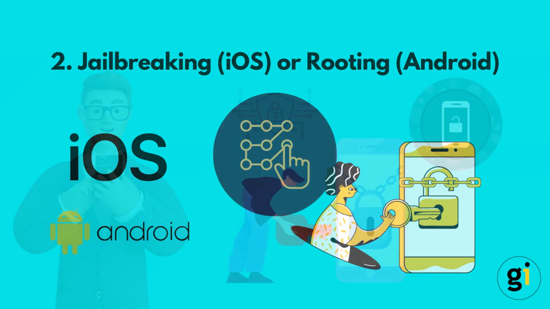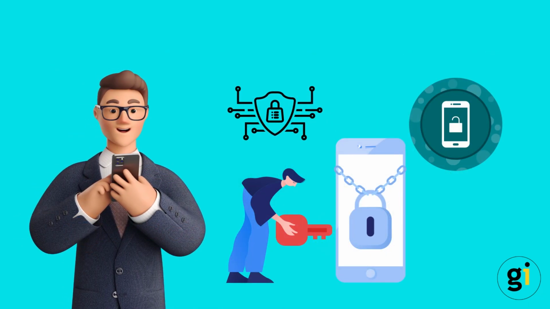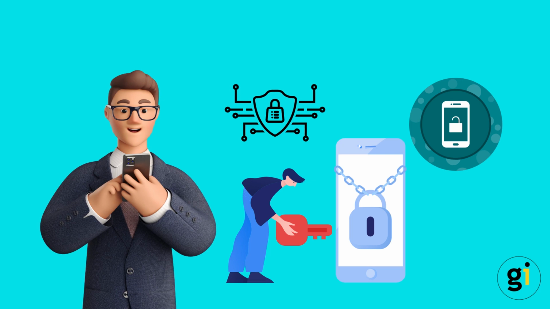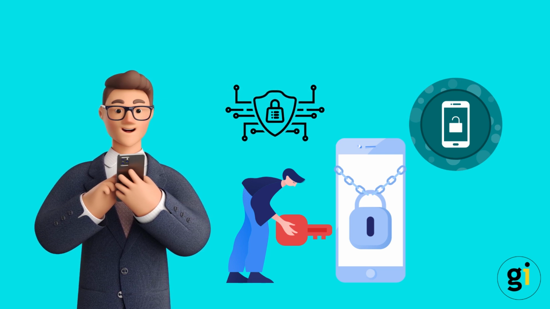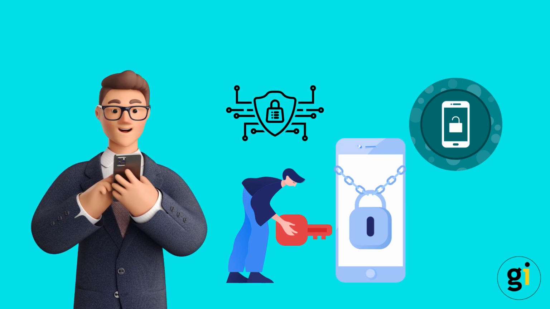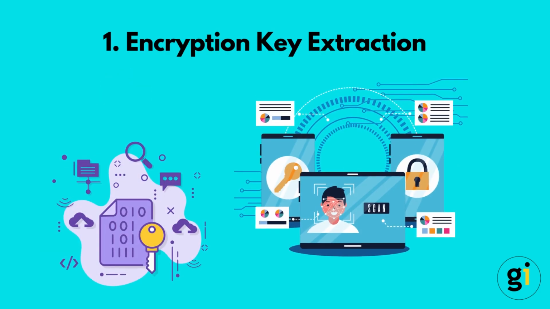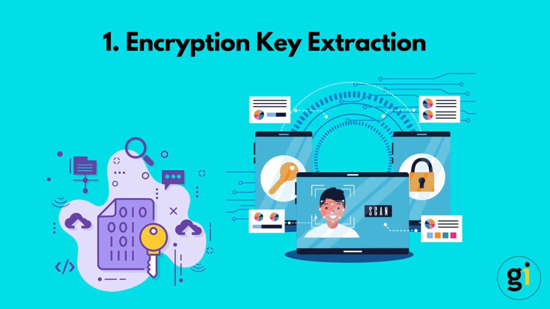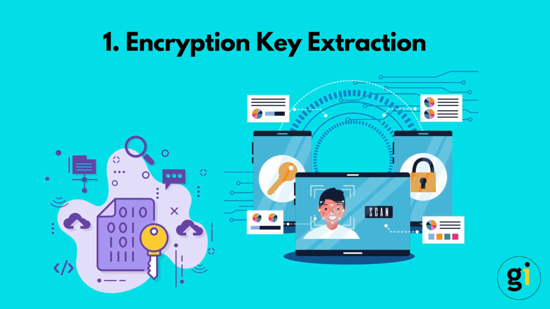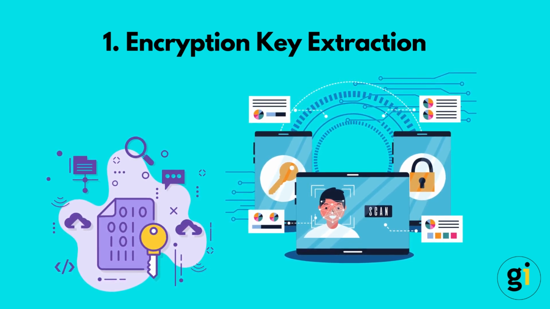Now, let's explore the analysis of encrypted data on mobile devices. Encryption is commonly used to protect sensitive data on mobile devices. To analyze encrypted data, forensic investigators employ various techniques, such as: 1. Encryption key extraction. This involves extracting encryption keys from the device's memory, file system, or encryption-specific databases. The extracted keys can then be used to decrypt the encrypted data and gain access to its contents.